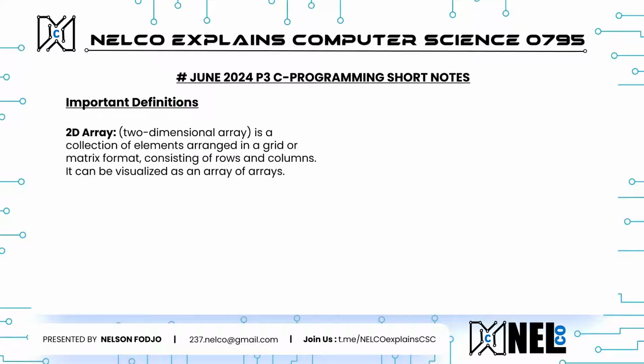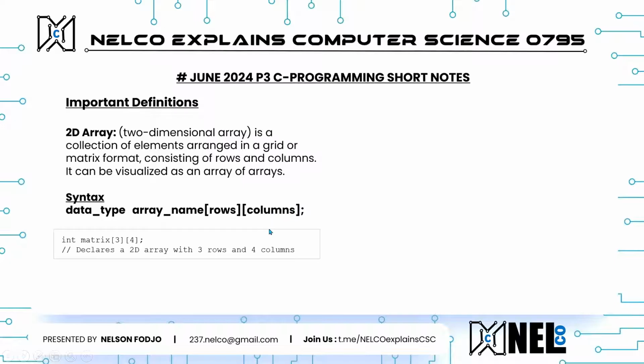Next, we are going to look at 2D arrays, or two-dimensional arrays, which are a collection of elements arranged in a grid or matrix format consisting of rows and columns. It can be visualized as an array of arrays. The syntax of a 2D array is simple: data type, array name. The first square bracket stores the number of rows, and the second square bracket stores the number of columns. For example, we are declaring a 2D array with 3 rows and 4 columns.